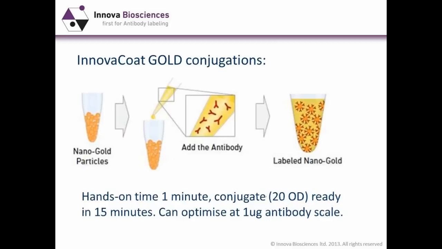So we can provide this material in kit form with freeze-dried gold nanoparticles with all the chemicals that you need to carry out a successful conjugation. The only task really is to add the antibody, and the rest takes care of itself. The hands-on time for this procedure is 1 minute, and the conjugate, which is 20 OD, is ready to use in 15 minutes. And you can do this on a really small scale or a large scale, so you can do optimizations, for example, at 1 microgram scale.